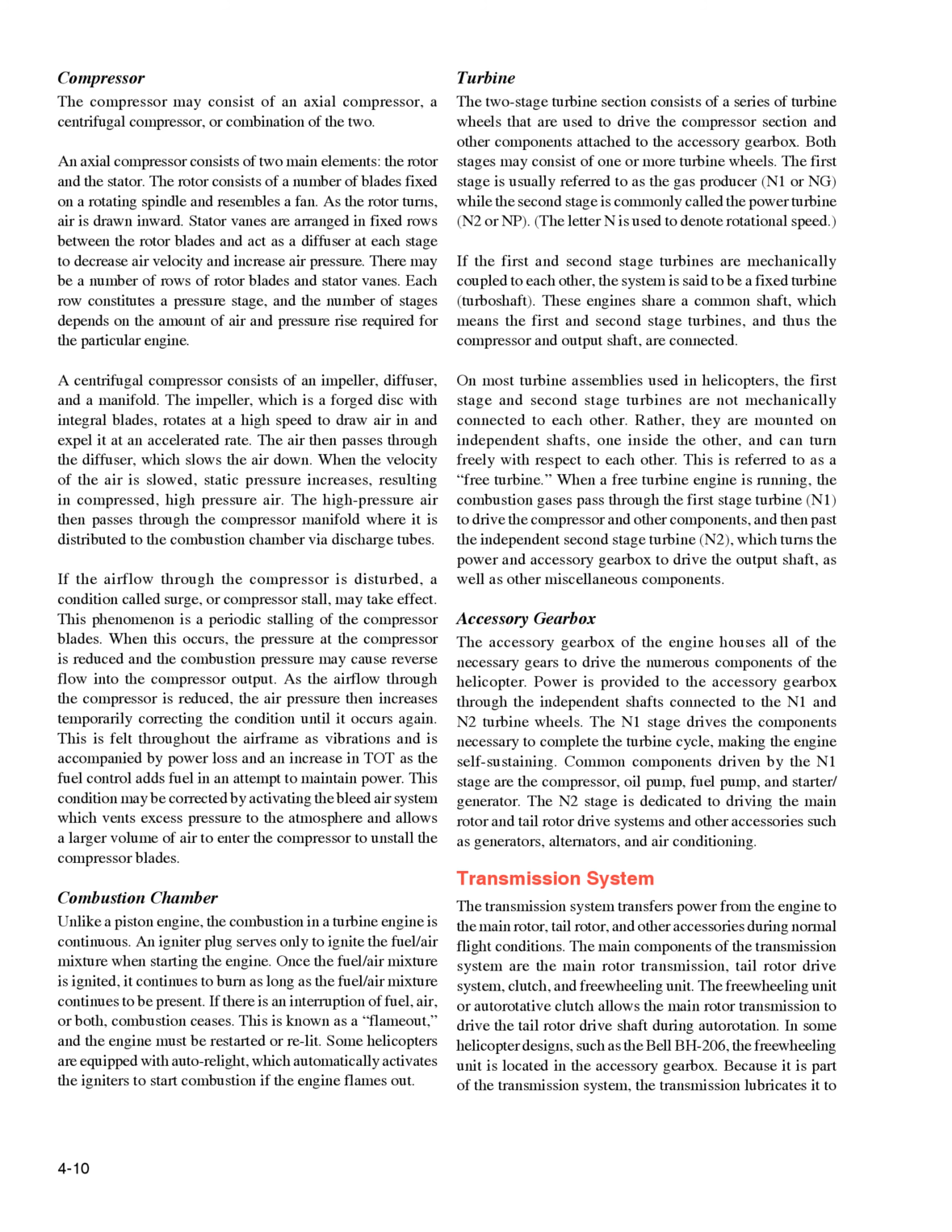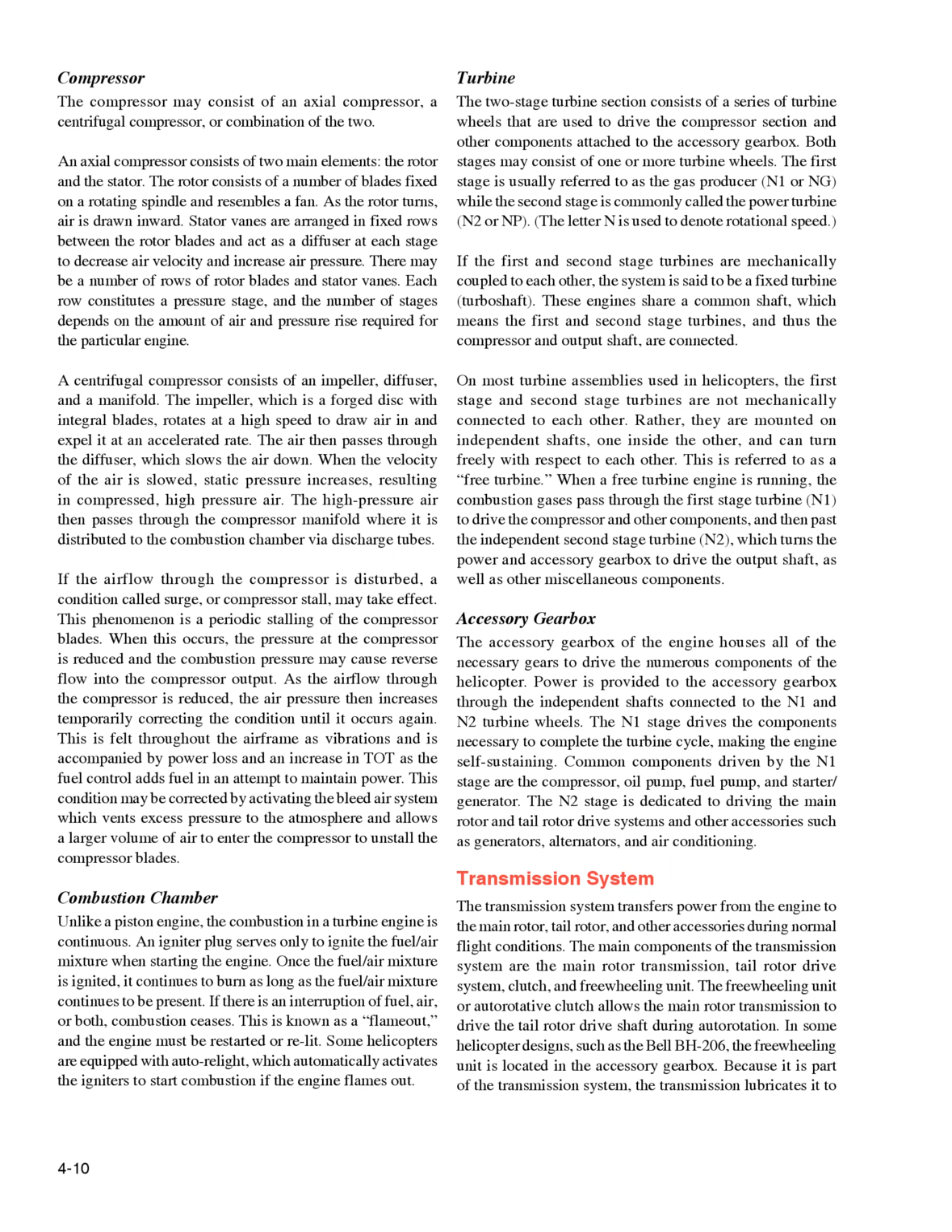Accessory gearbox. The accessory gearbox of the engine houses all of the necessary gears to drive the numerous components of the helicopter. Power is provided to the accessory gearbox through the independent shafts connected to the N1 and N2 turbine wheels. The N1 stage drives the components necessary to complete the turbine cycle, making the engine self-sustaining. Common components driven by the N1 stage are the compressor, oil pump, fuel pump, and starter/generator. The N2 stage is dedicated to driving the main rotor and tail rotor drive systems and other accessories such as generators, alternators, and air conditioning.